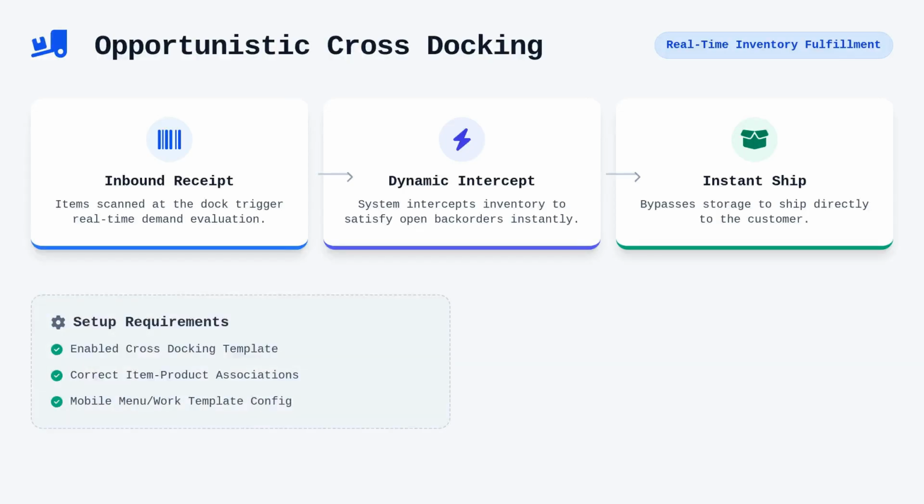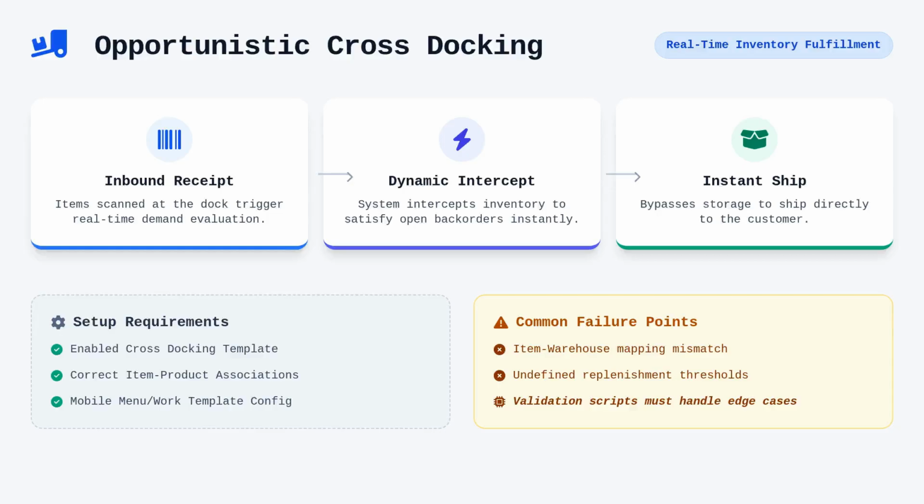You need to ensure that the cross-docking template is enabled for the warehouse and that the specific item-product combinations are correctly associated. If the logic fails to trigger, it is often due to a mismatch in the item warehouse mapping or a failure to properly define the replenishment threshold. Because this process is highly automated, your validation scripts must account for these edge cases to avoid inventory mismatches or stalled warehouse tasks.